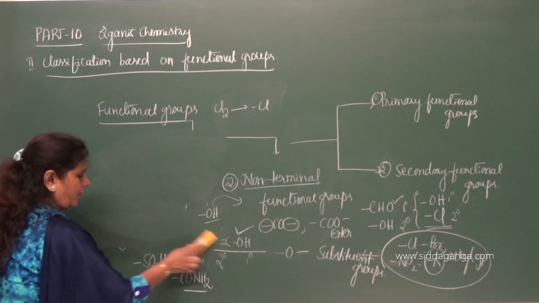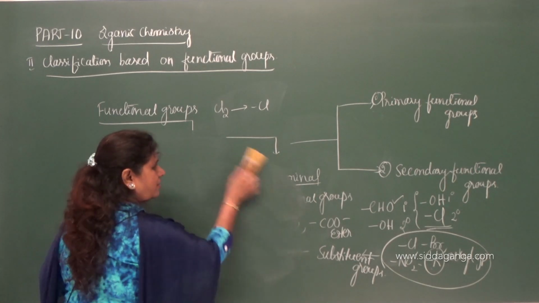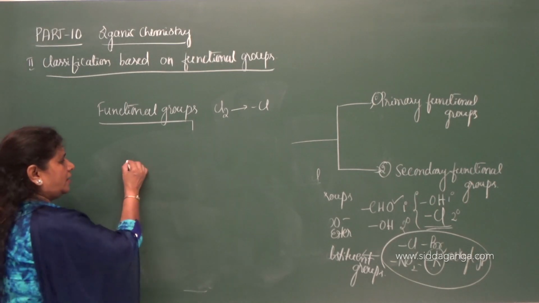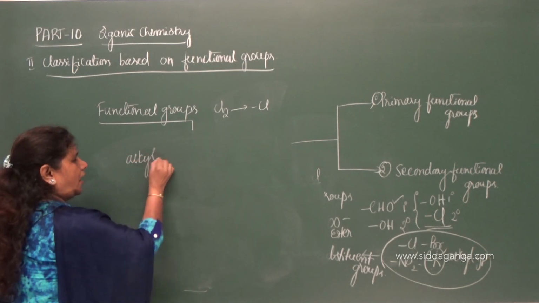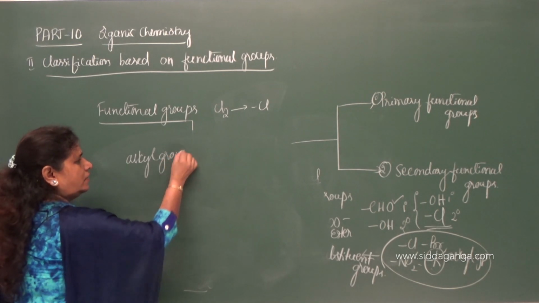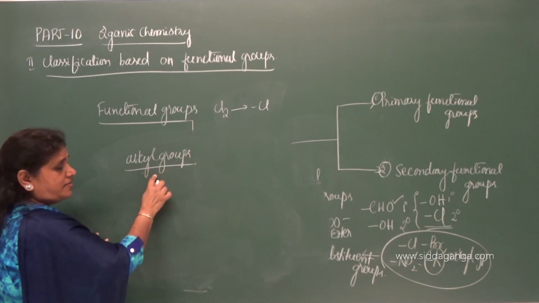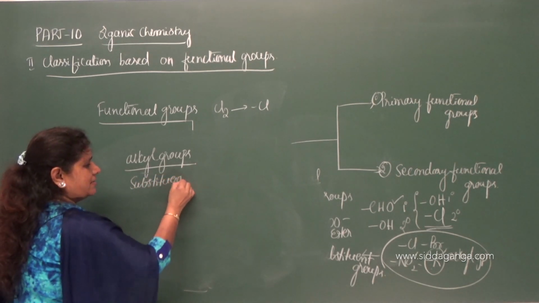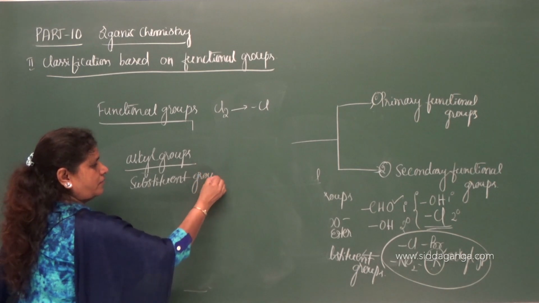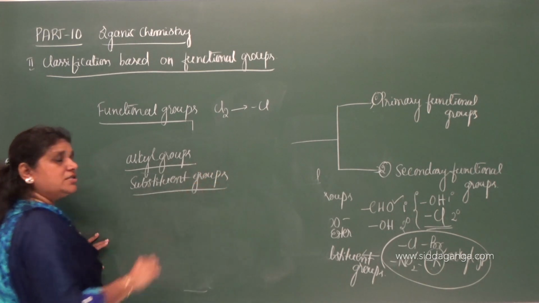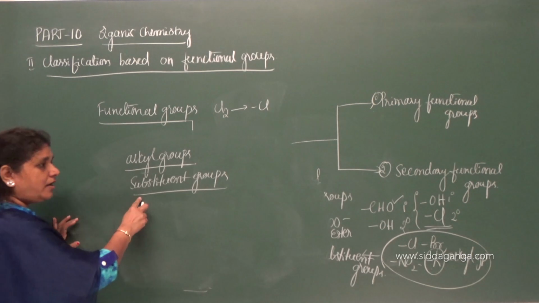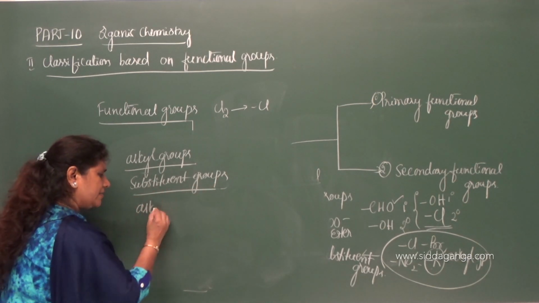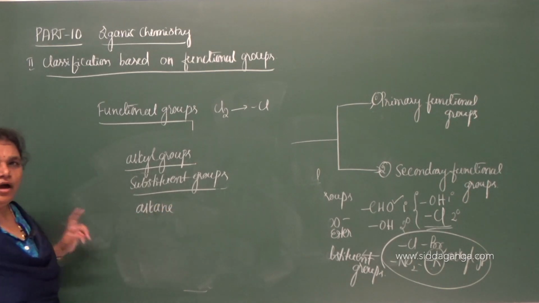Similarly, the alkyl group. This group is important. I'll give only the introduction. Later on, let us consider the alkyl groups in detail. So what are alkyl groups? Alkyl groups are also secondary functional groups, and they are also called substituent groups. Why are they called substituent groups? Because they are obtained from the alkanes.